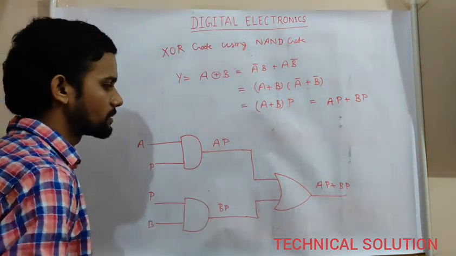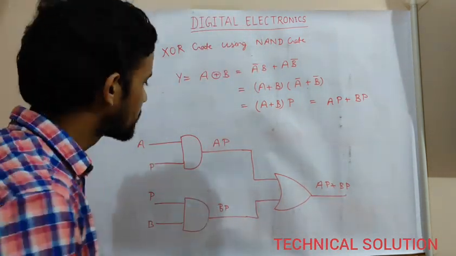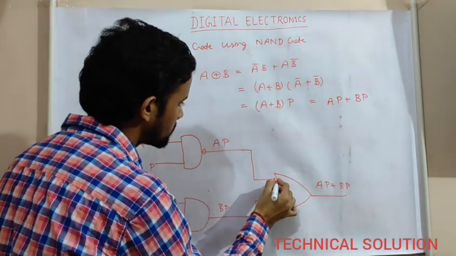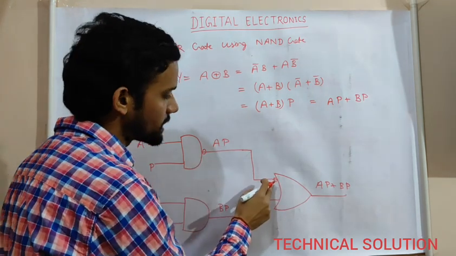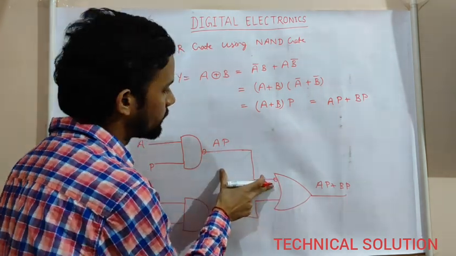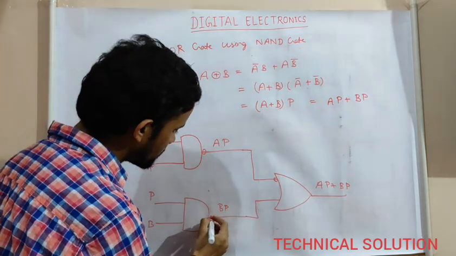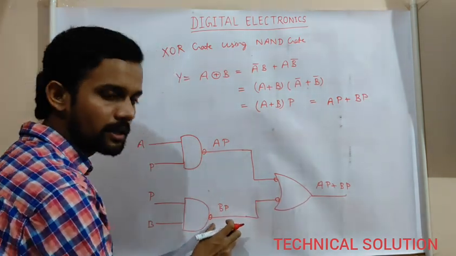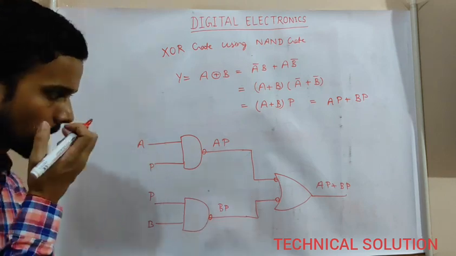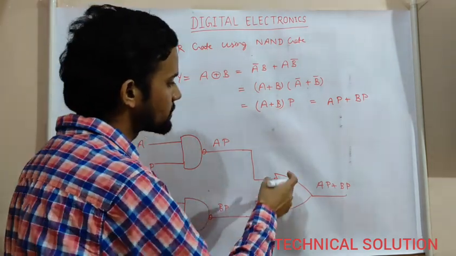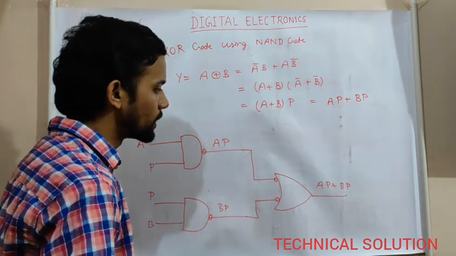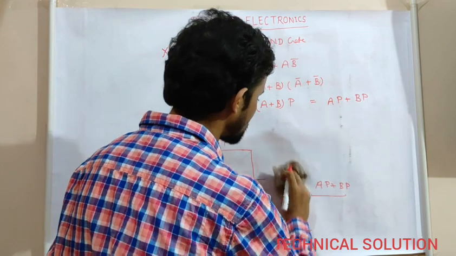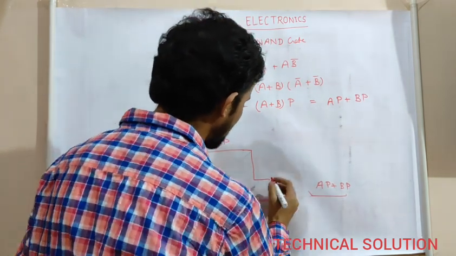To convert this gate into a NAND gate, put a bubble here. This bubble and this bubble. This bubble is cancelled out by this bubble, so no effect on this circuitry. Likewise, we can put a bubble on this one, and it is cancelled out by this bubble, so no effect on the circuitry. And according to De Morgan's theorem, this bubbled OR gate is also known as a NAND gate, as we saw in the starting. So this can be replaced by a NAND gate.